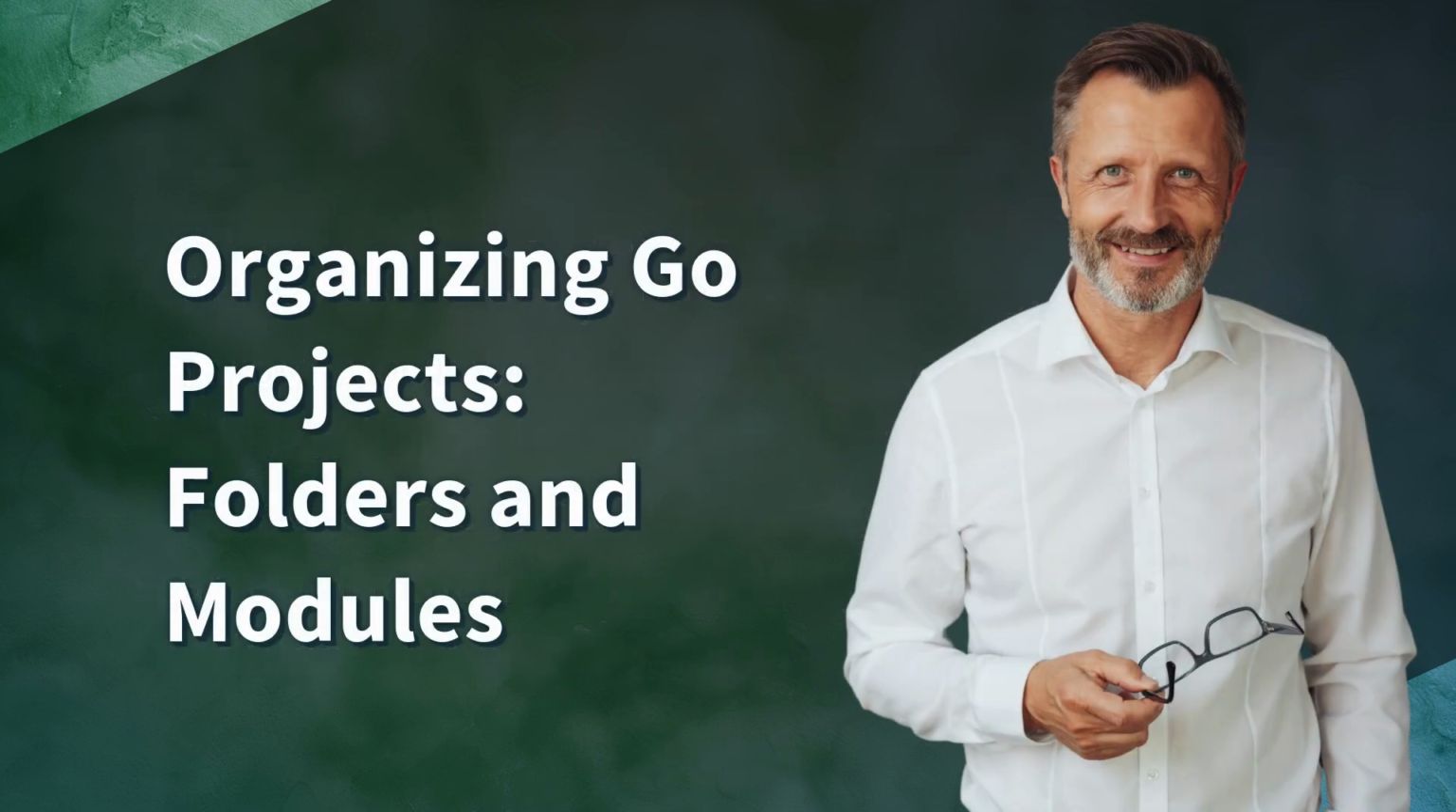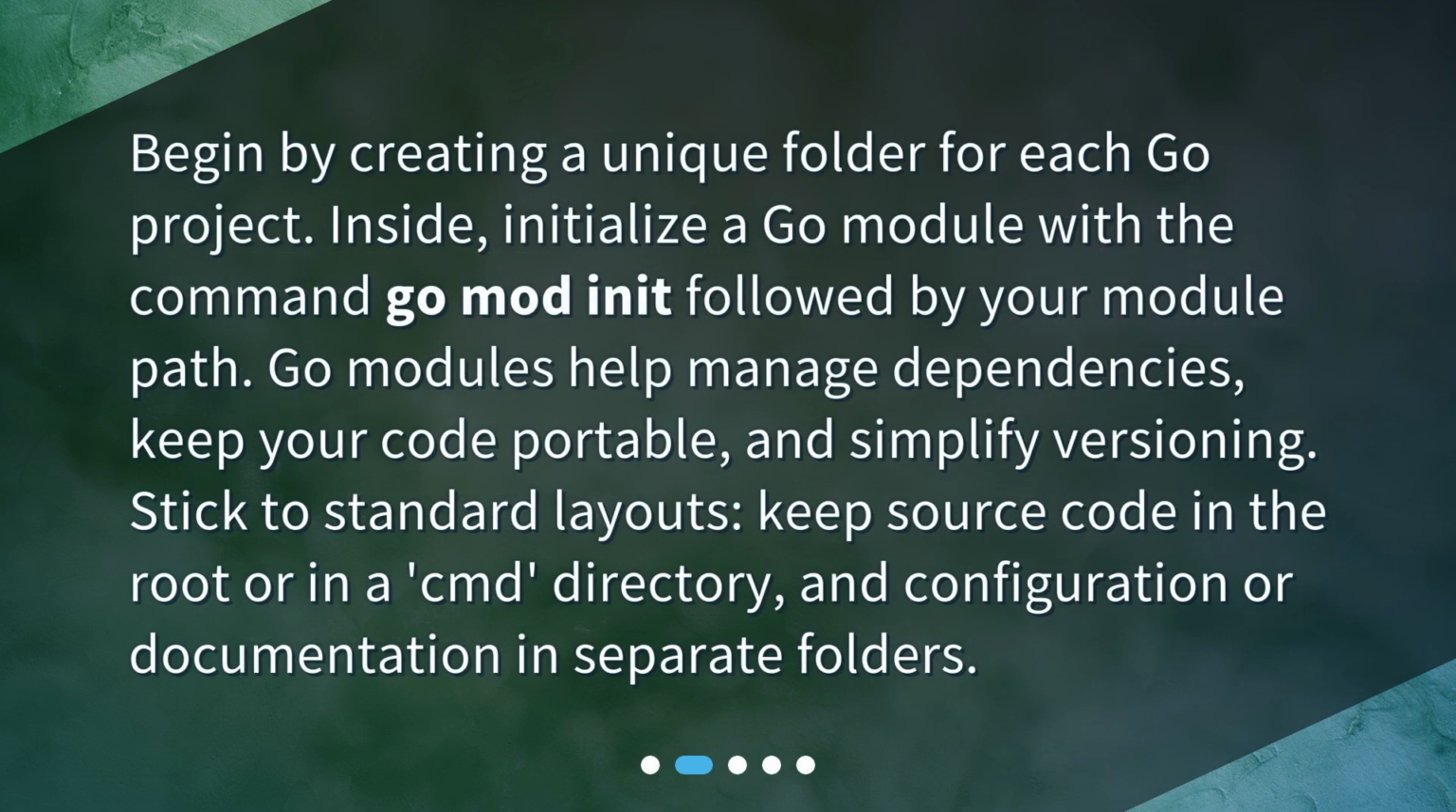Organizing Go projects, folders, and modules. Begin by creating a unique folder for each Go project. Inside, initialize a Go module with the command go mod init, followed by your module path. Go modules help manage dependencies, keep your code portable, and simplify versioning. Stick to standard layouts. Keep source code in the root or in a cmd directory, and configuration or documentation in separate folders.